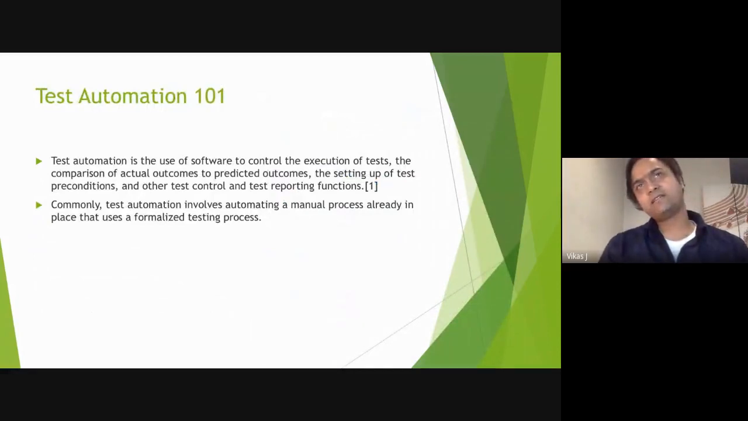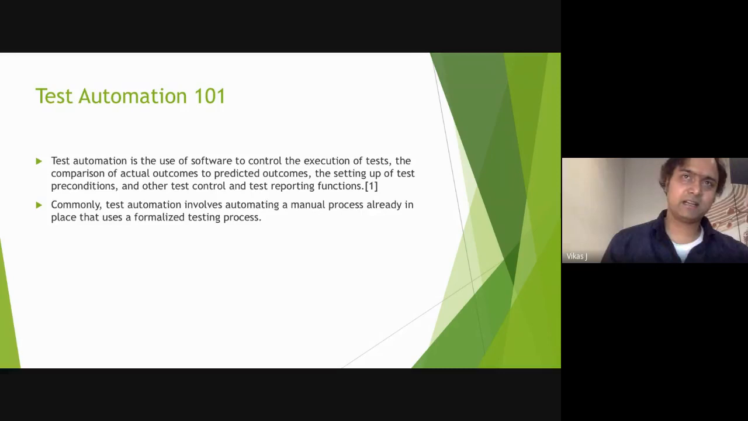Okay, so I'll start with the very basic. And there's a reason why I'm trying to put this through from the basics, because ROI is all... it's a very, very basic thing. So I will start with the basics of test automation. So what is test automation? It is the use of software to control the execution of tests, the comparison of actual outcomes to the predicted outcomes, the setting up of test preconditions and other test control and test reporting functions. Okay, so this is very concise. This is the very basic test automation definition that you'll come across. You search on the web, this is what it is.